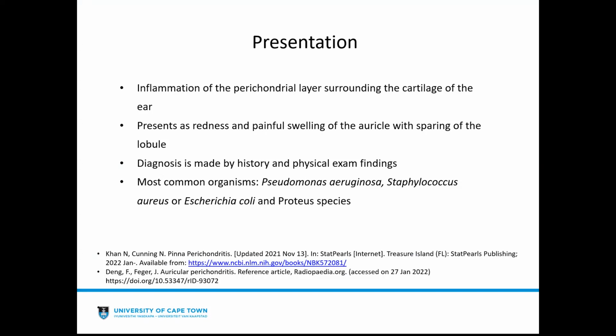Some distinguishing features for the differential of an expanding otitis externa or concomitant otitis media is to look within the ear canal to ensure that it's normal, and also to look at the tympanic membrane to see if it's normal. The most common organism isolated from suppurative perichondritis is Pseudomonas. Although in the literature they have mentioned Staphylococcus aureus, E. coli, and Proteus species also being isolated.